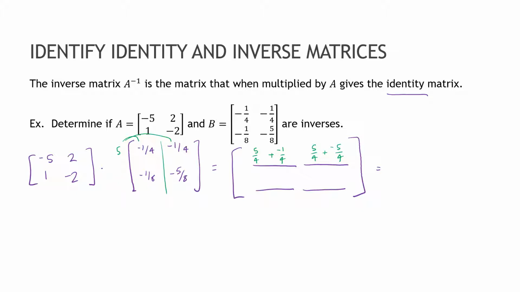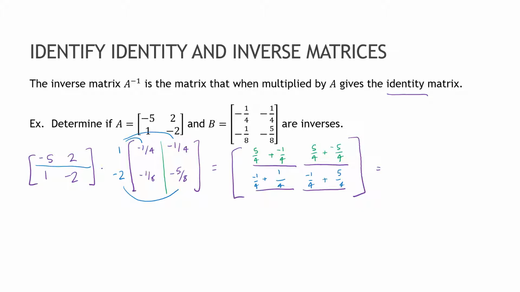And then I change to my second row. And my second row is 1, negative 2. And then I'm going to take negative 1/4 plus positive 2/8, which is positive 1/4. And then 1 times negative 1/4 is negative 1/4. Negative 2 times negative 5/8 is negative 10/8, or negative 5/4. Oops, sorry, positive 5/4. I knew I did something wrong there.